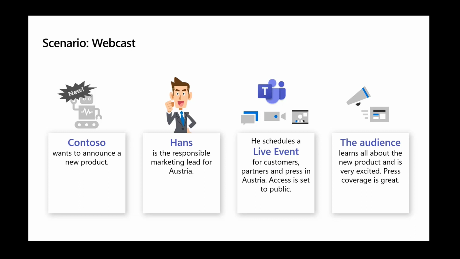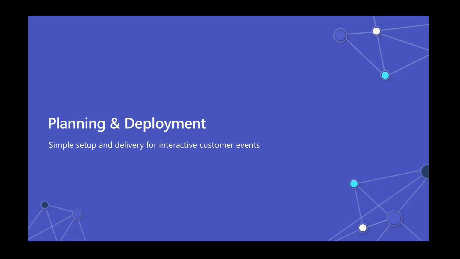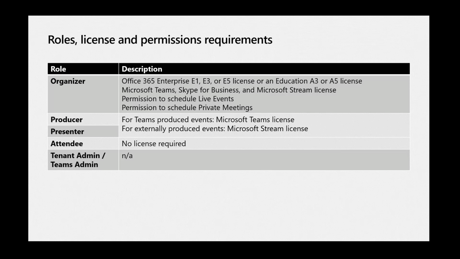get their products noticed. So planning and deployment, I'm going to talk a little bit about some of the things that are required, right? The organizers of these events obviously need to be licensed, and there's a bunch of different combinations of licenses, as you guys are all aware. So we're not going to go into too much detail on what's required or not, but these are some of the options, right? You definitely need a Teams license. You might need a Stream license in some instances as well. And obviously, you need permissions to schedule the live events, and you need permissions to schedule meetings as well. So just keep that in mind.